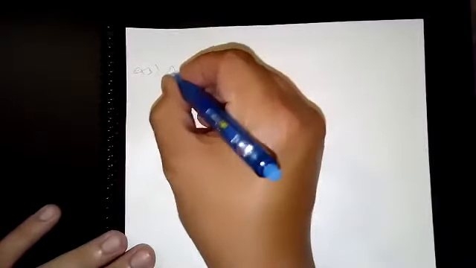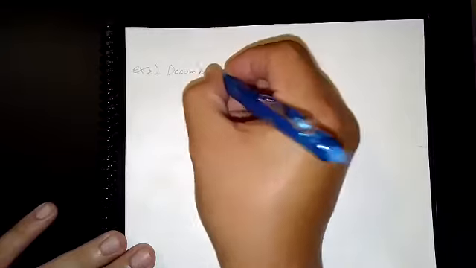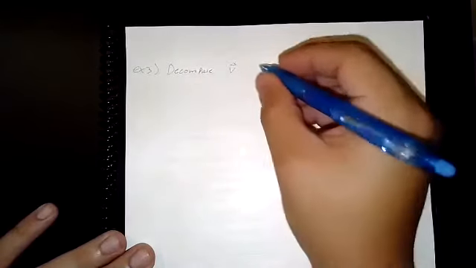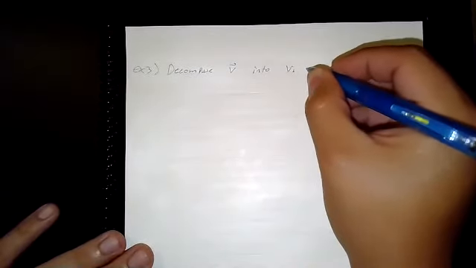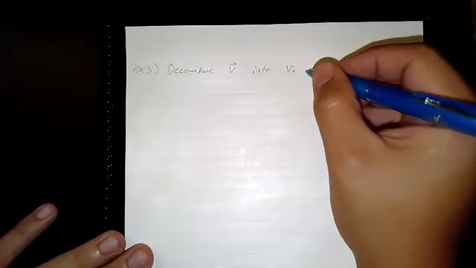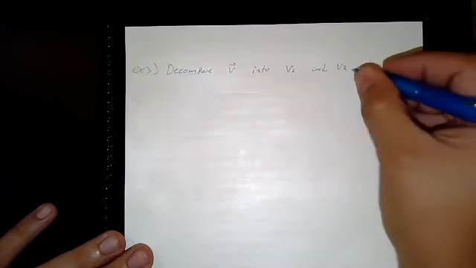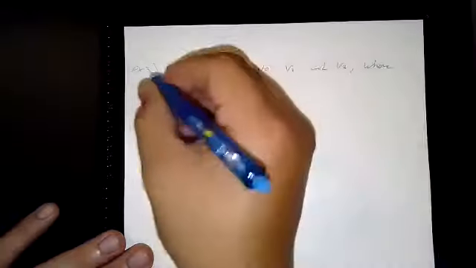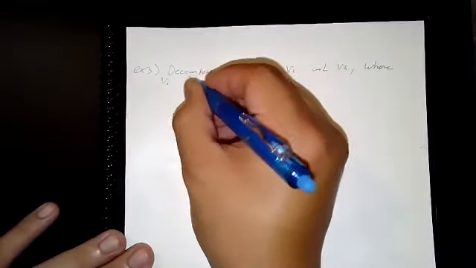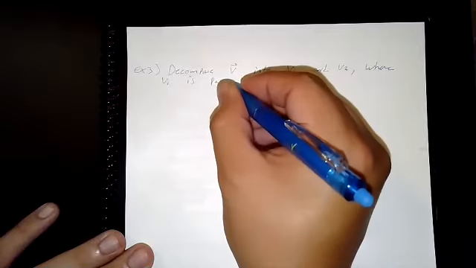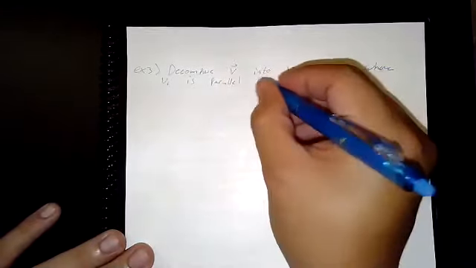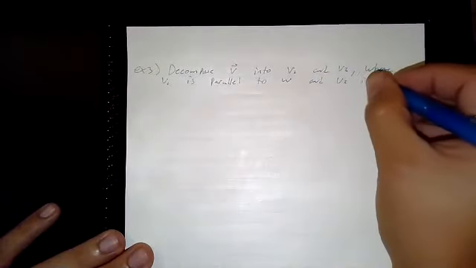So they're going to ask you to decompose some vector v into two different vectors, v1 and v2, where v1 is parallel to some vector w, and v2 is orthogonal.